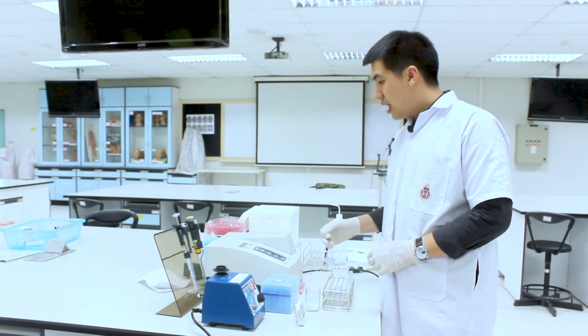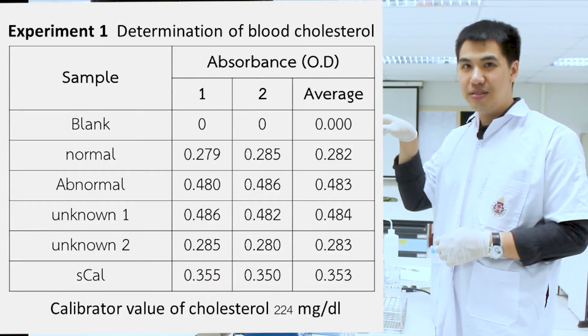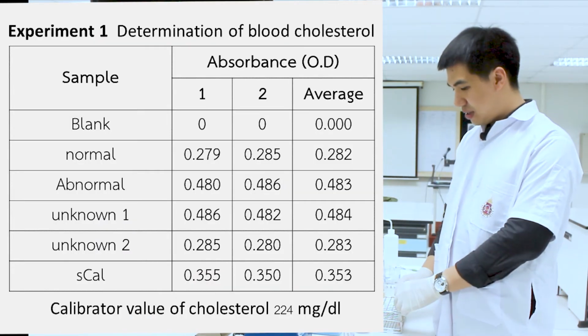Then I will repeat from step 1 to the last step again to get values from 2 or 3 experiments. And then I will show you the results in the table. The aim of this lab is for you to determine the values of the samples, which are unknown 1 and unknown 2.